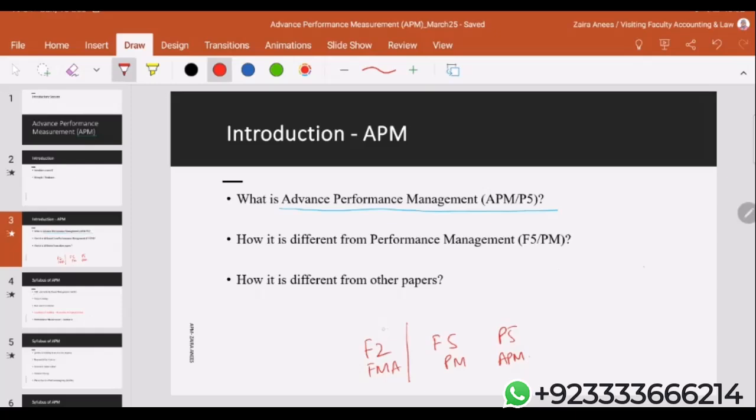Then if you move from F2 to F5, the examiner treats you like a managerial level, as if you are at the technical level of the organization. You are supposed to take a lot of decisions with respect to performance management. You have to decide about costing methods. So you are at a higher level, and you are not supposed to do only number crunching; rather, you also have to do some managerial work. That was purely F5.